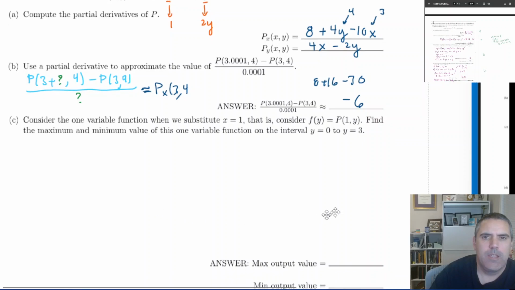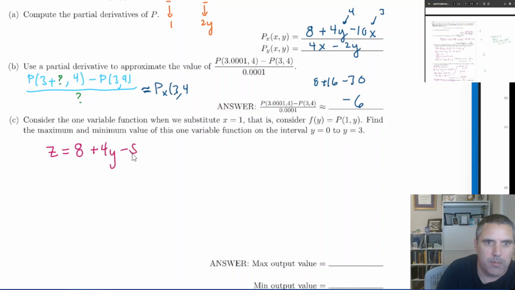Okay. I mentioned in class that I won't ask this on the last page of the test, because when you plug in x equals 1 and consider what you get, it no longer is a multivariable problem. And I'll show you what I mean. If you plug in a 1 for x, you get 8 plus 4y minus 5 minus y squared minus 4. And that means you're going to get, let's see, negative 1 plus 4y minus y squared.